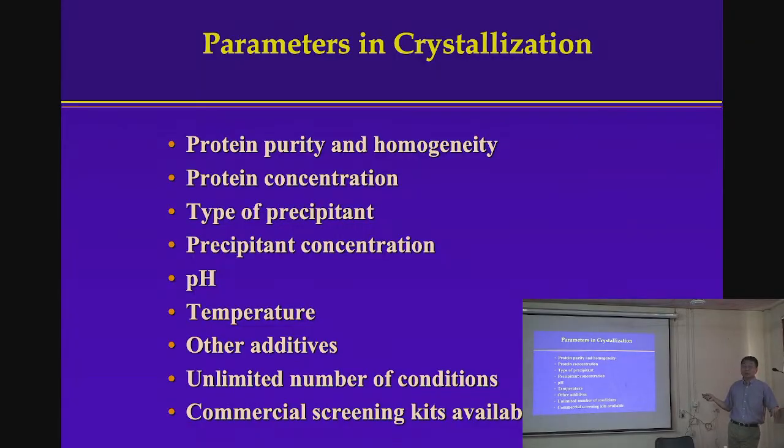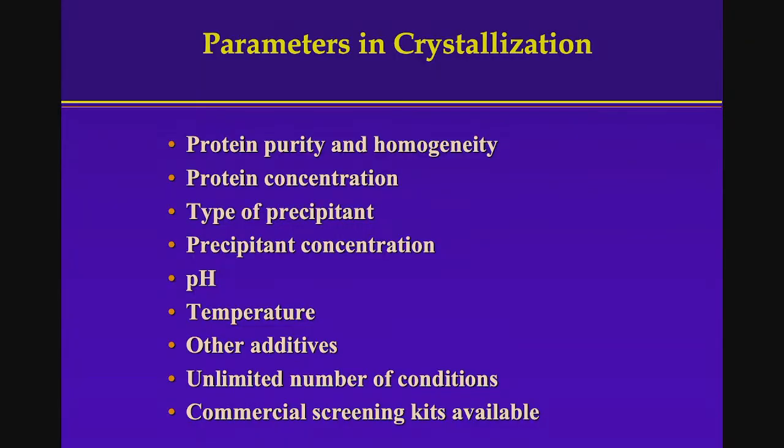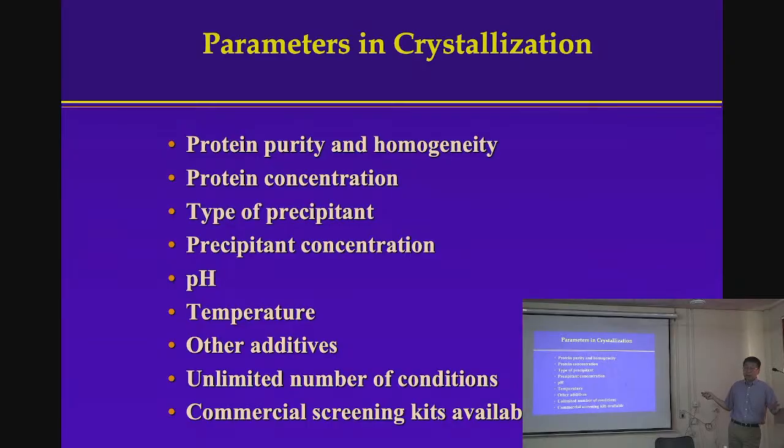So you can change all kinds of different conditions, obviously, all kinds of different parameters. Protein purity, homogeneity, I already mentioned that. Concentration, what kind of precipitant, and what concentration of precipitant. For example, use sodium chloride as a precipitant. Is it 1 molar, 2 molar, 3 molar, 5 molar? We don't know. You have to screen. Find the optimal condition for your protein.